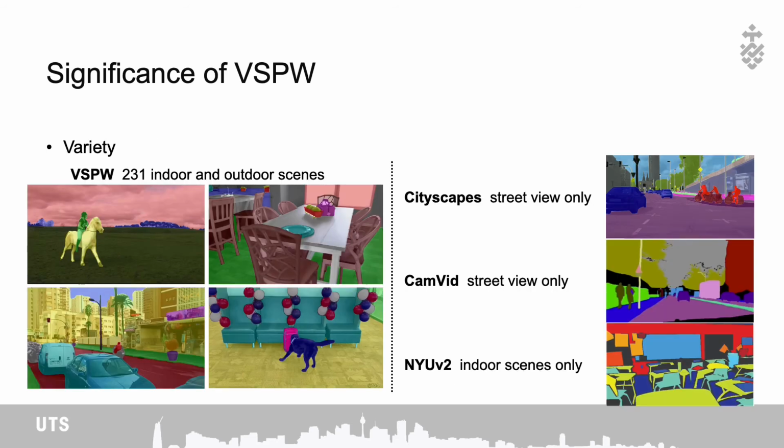The variety of VSPW is very large. The videos of VSPW are from more than 200 indoor and outdoor scenarios, for example, the riding farm, the kitchen, the street view, and so on. For comparison, Cityscapes and CamVid only focus on the street view scenarios, and NYUDv2 only focuses on indoor scenarios.